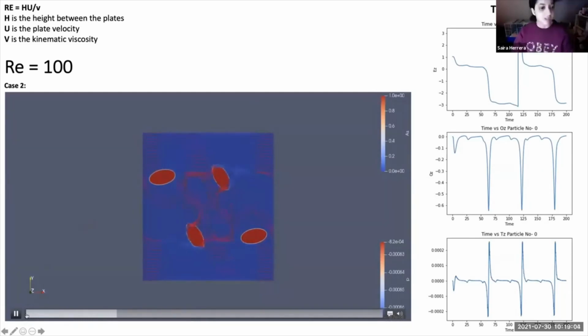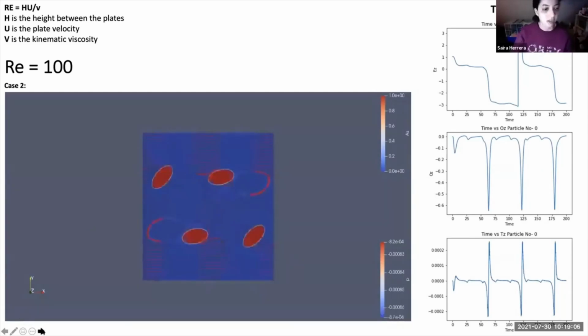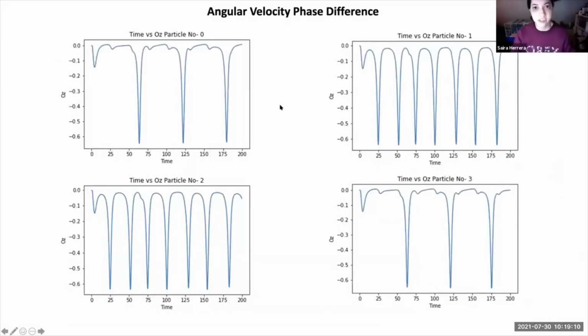And what's interesting about this one specifically is that when we take a look at the angular velocity graphs, we see a phase difference. So these are laid out just the way that the simulation were laid out. So here we have particle 0, particle 1, 2, and 3.